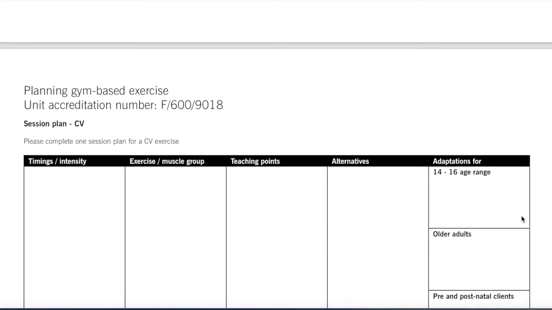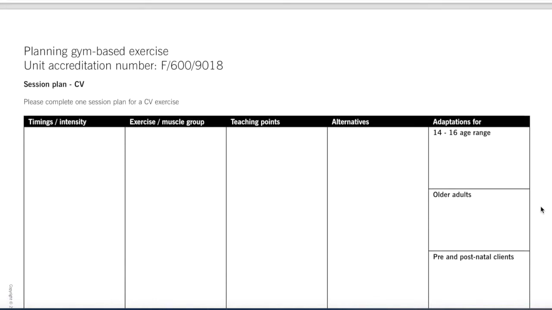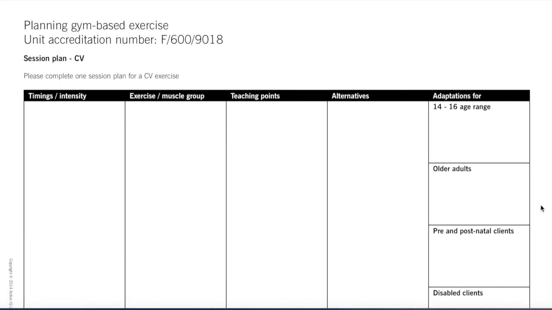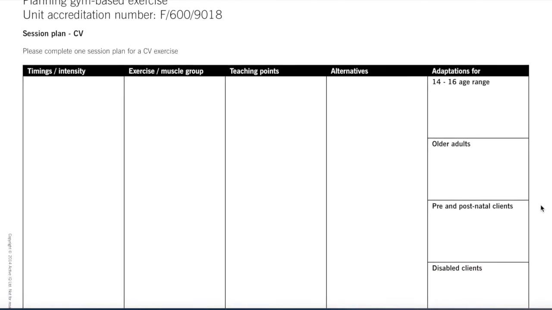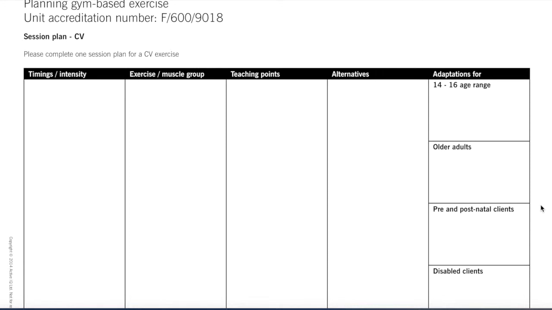So the next part is the session plans. Now, like I said, you have to select a specific cardiovascular exercise from your program card that we've just had a look at, and you need to write it in more detail. So this is your cardiovascular one here. Now you've got to talk about the timings and intensity, which you have just done in your program card already, so you're essentially going to copy that again.